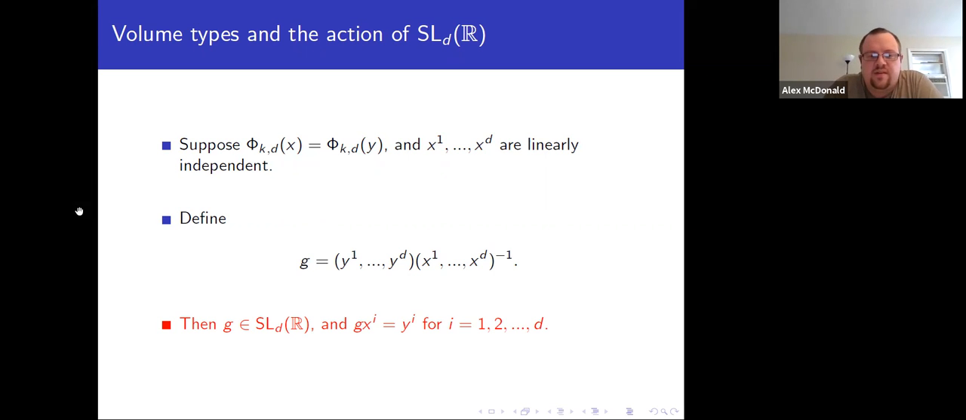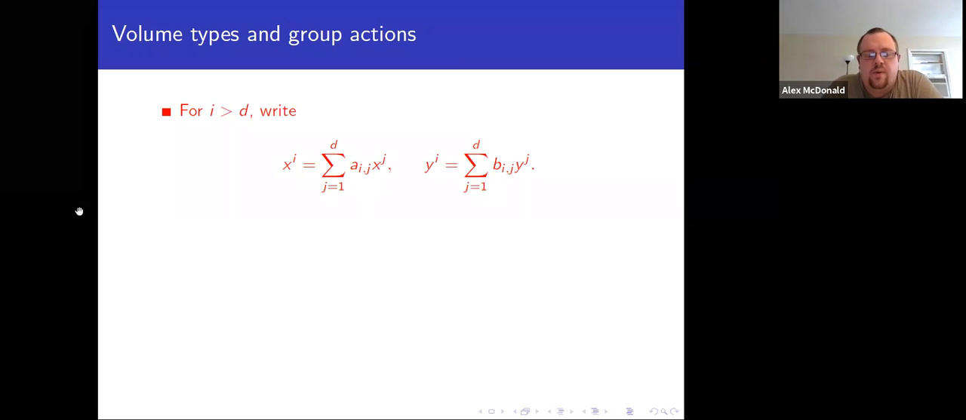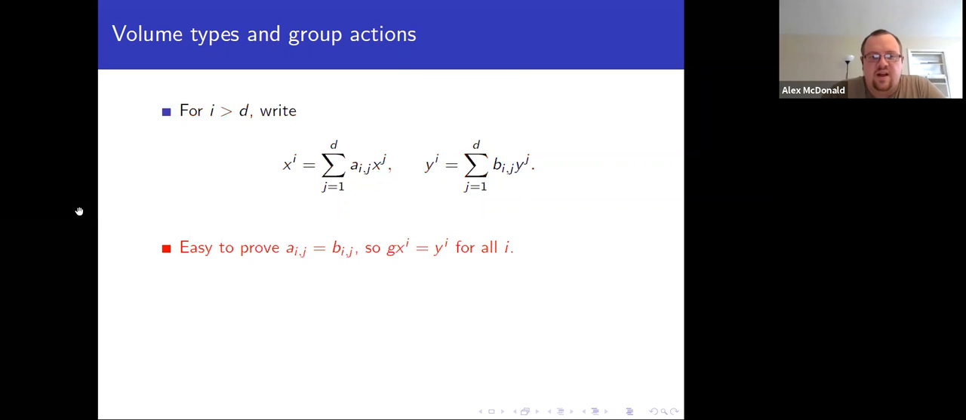What about the rest of the points? If we write each of the points of X and Y in the respective bases given by the first D points in X and the first D points in Y, then it's not too hard to see that the coordinates have to be the same, just using the fact that the volume types are the same.